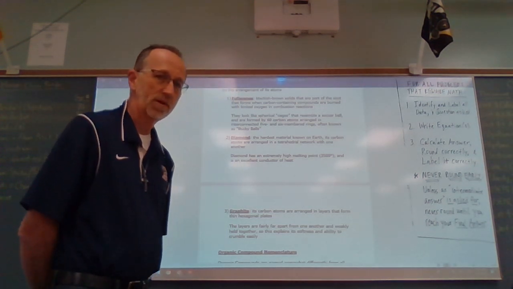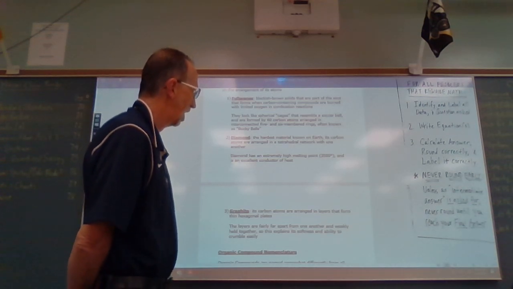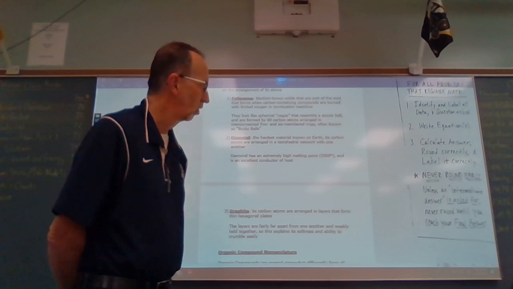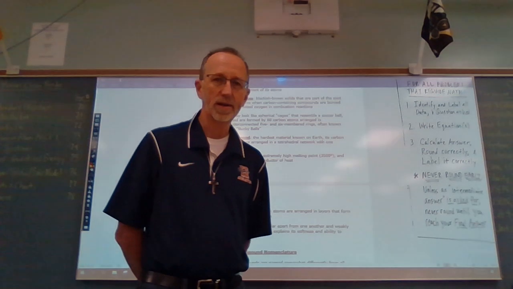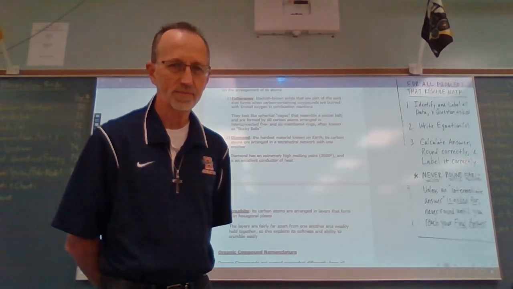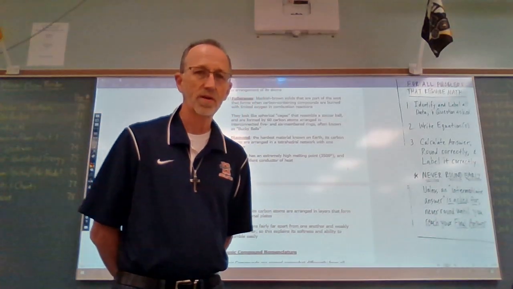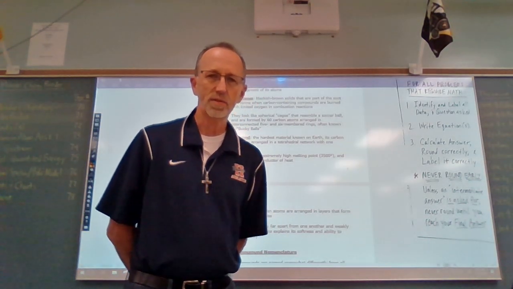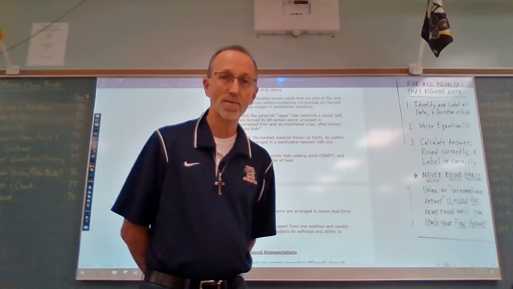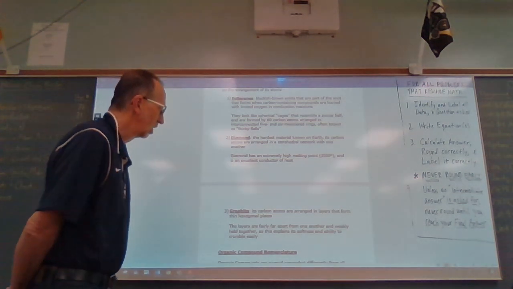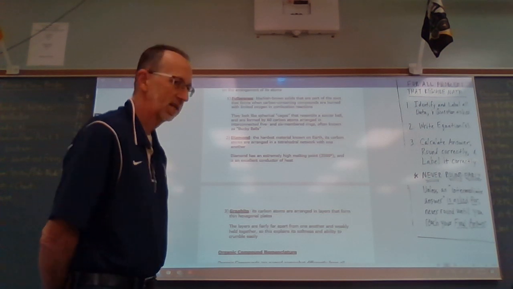Diamond is another allotrope of carbon. Diamond is the hardest material known on Earth. Its carbon atoms are arranged in a tetrahedral network with one another. That should ring a bell, tetrahedral. Since carbon has 4 valence electrons, that is a very common structure for carbon. A diamond is formed deep within the Earth under intense heat and pressure, and so that is the main factor involved in the way that diamond is formed. Diamond has an extremely high melting point, about 3,500 degrees, and is an excellent conductor of heat.